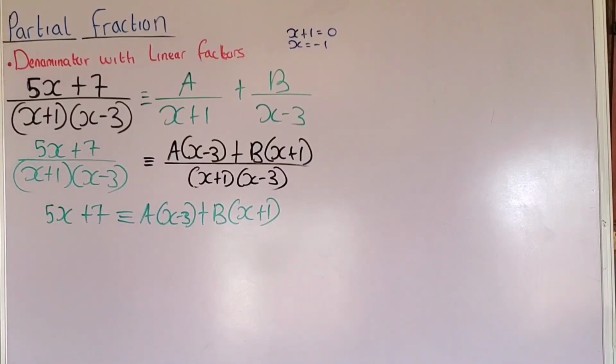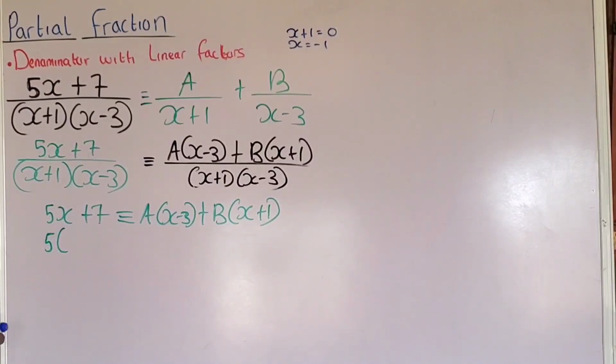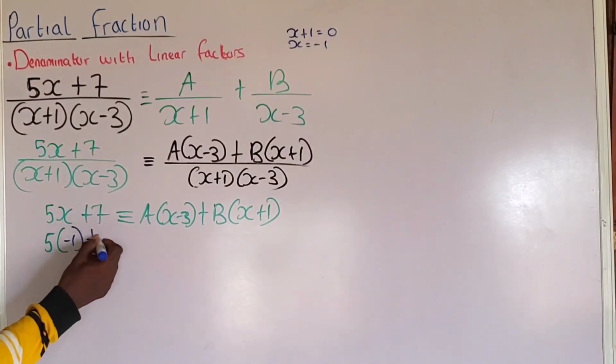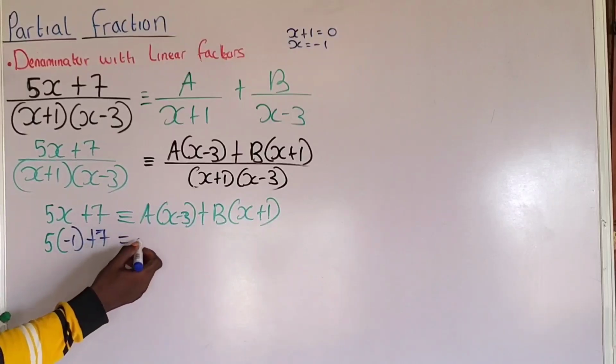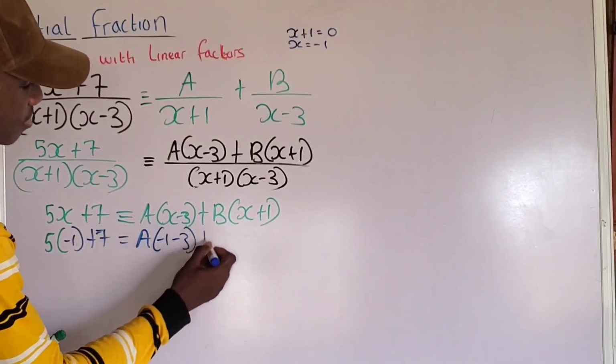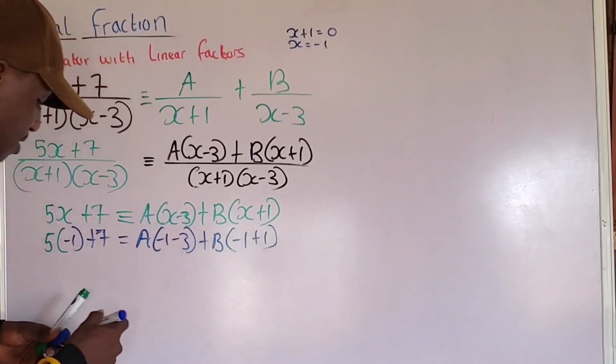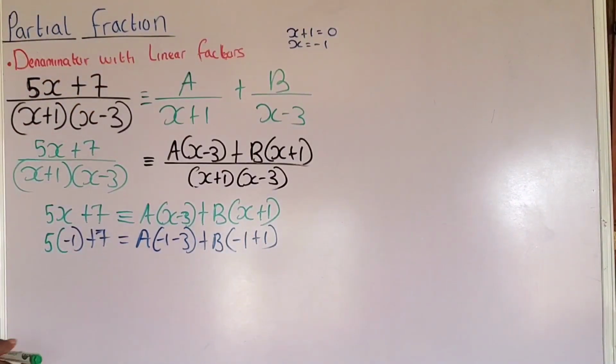So pay attention. Now, when x is equal to minus 1, I'm going to have 5 multiplied by minus 1 plus 7 is equal to A multiplied by minus 1 minus 3 plus B multiplied by minus 1 plus 1. Okay? So here, 5 times minus 1, that is what?